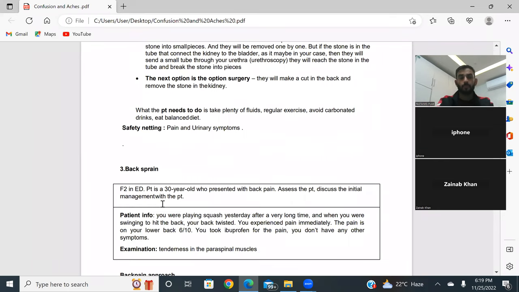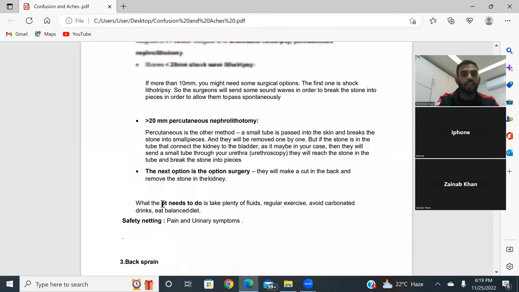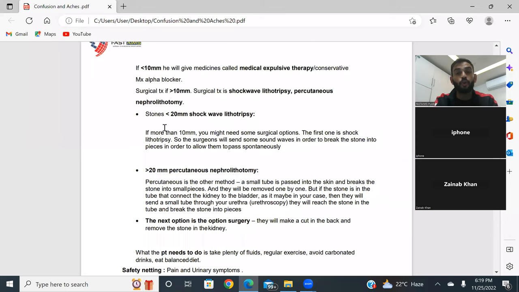Okay? So we have discussed two scenarios. One was in the GP surgery and the other was in the emergency. The difference is that in the GP surgery, you will not give anything. You will just counsel the patient. You will be talking about these things in the GP surgery, because in the GP surgery scenario, you will be counseling the patient regarding what treatment you will be giving when I'm going to refer you. However, when you have admitted the patient in pain, the pain is the priority.